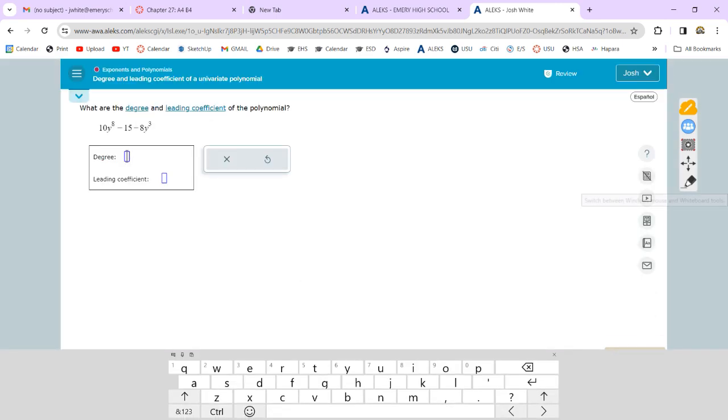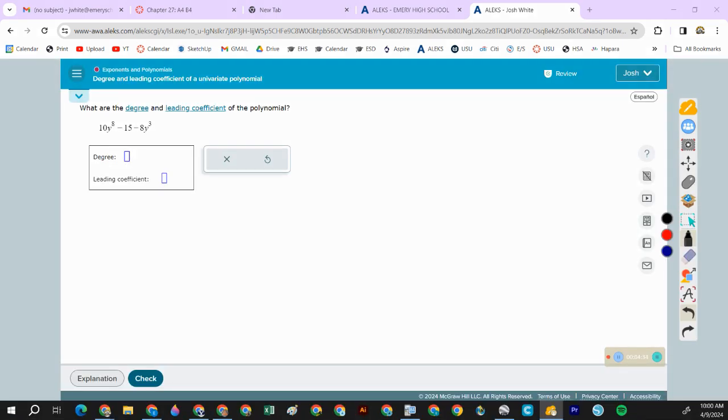All right. So here we have a polynomial. The degree is the value of the largest exponent. So in this case, the degree is 8. The leading coefficient is the number in front of the variable that has the largest exponent. And that is a 10. So degree is 8 and leading coefficient is 10.